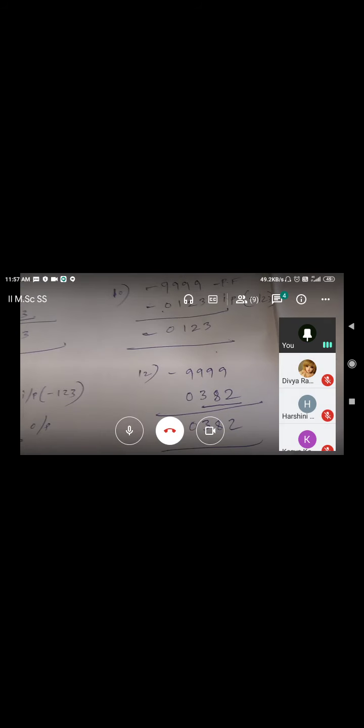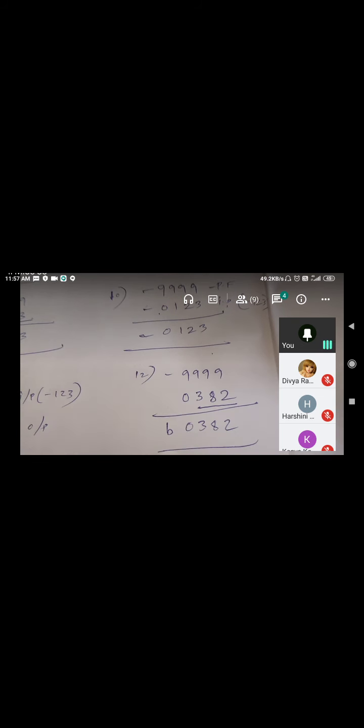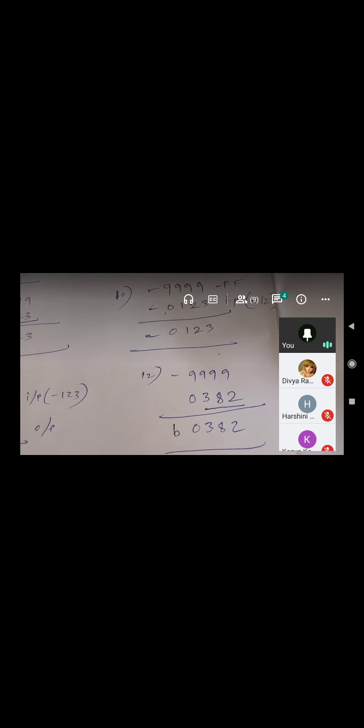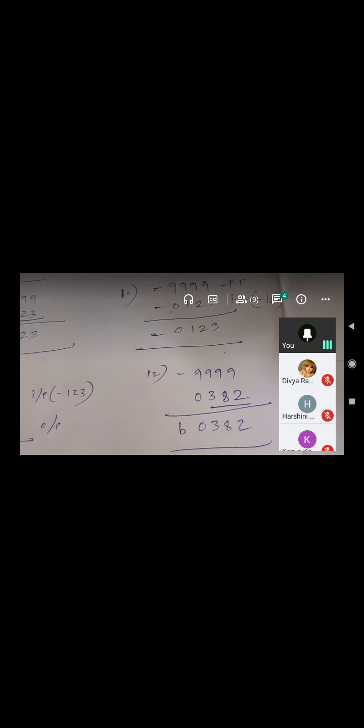Okay, so this is going to be the 11th example, and this is going to be your 12th example related to the minus sign. See here, the picture field consists of a minus and 4 nines, and to this I am going to pass the input value, which is just 382. That's it. That's why I have underlined 382.